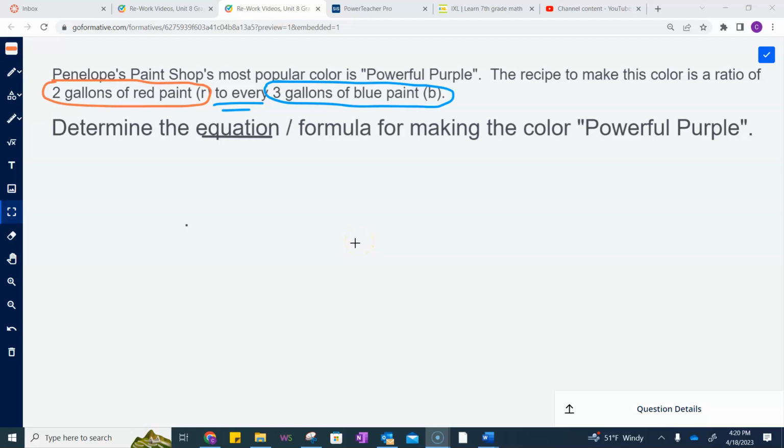Penelope's Paint Shop's most popular color is Powerful Purple. The recipe to make this color is a ratio of 2 gallons of red paint, R, to every 3 gallons of blue paint, B. Determine the equation for making the color Powerful Purple.